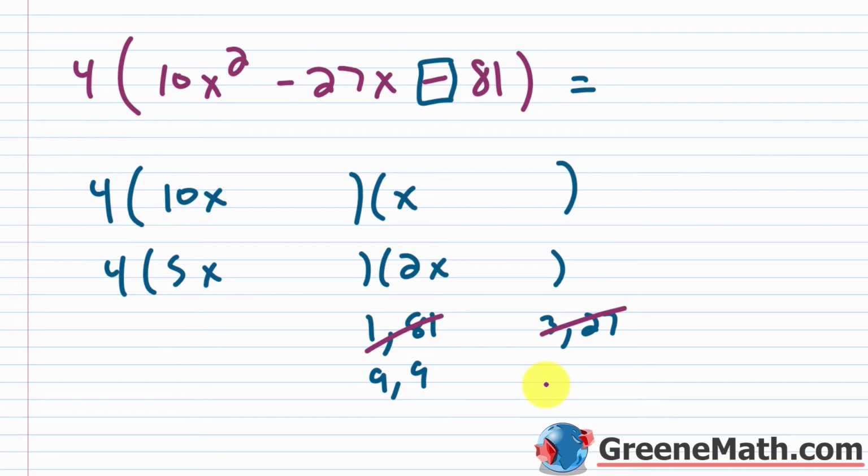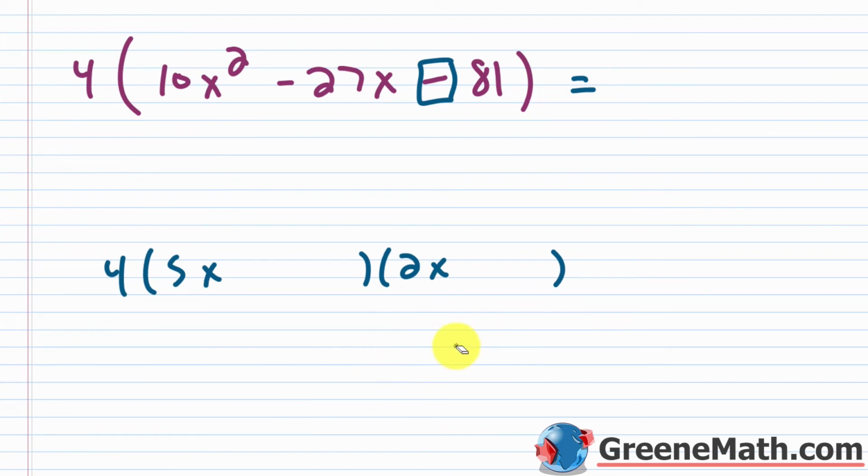All right, so my last possibility is 9 and 9. So if I put a 9 here and here, obviously that doesn't work. This is too big, right? This is 90 minus 9, that's 81. You can get rid of this. This isn't possible. So the last choice is to put a 9 here and a 9 here.